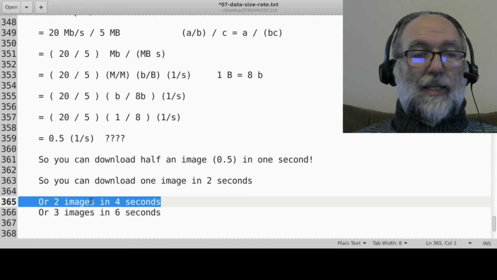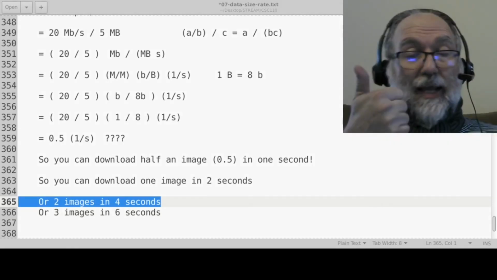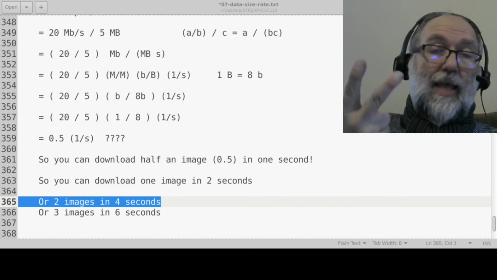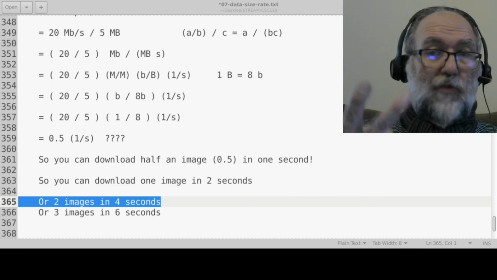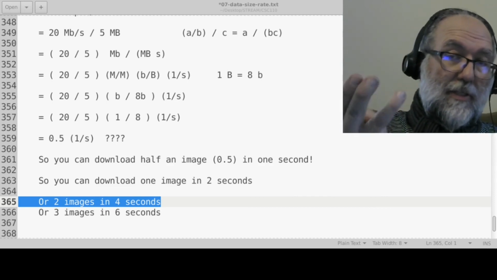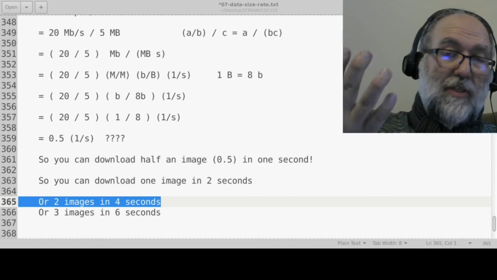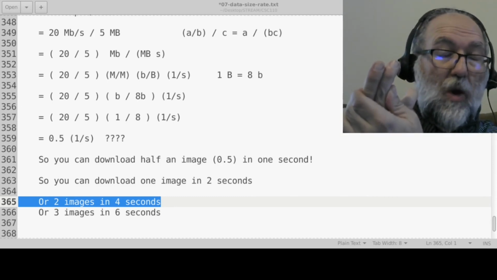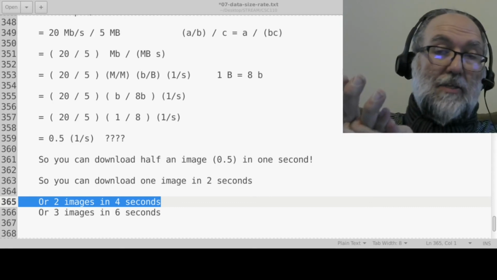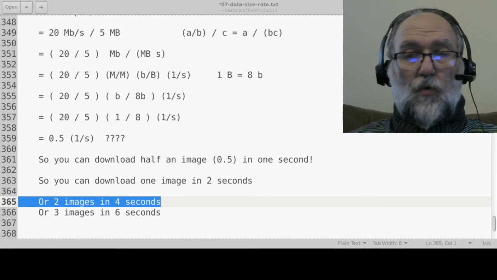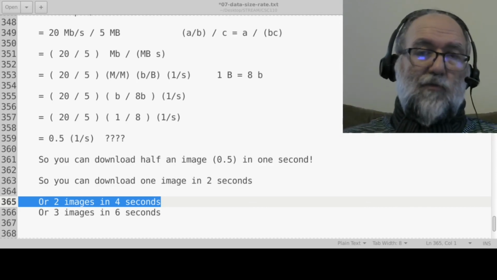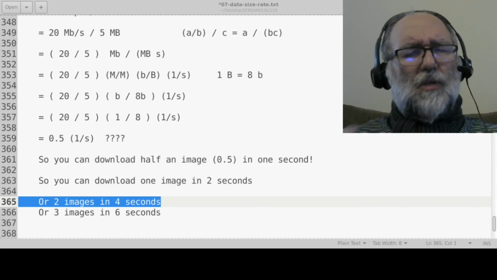Okay, so like in this one, what's going on? In the first second, you download half an image. In the second second, you download another half image for a total of 1 image. In the third second, you download another half, and in the fourth second, you download another half. So half and half from the first 2 seconds is 1 image. Half and half from the second 2 seconds is another image. So for a total of 2 images in 4 seconds. All right. So that's how you interpret this.